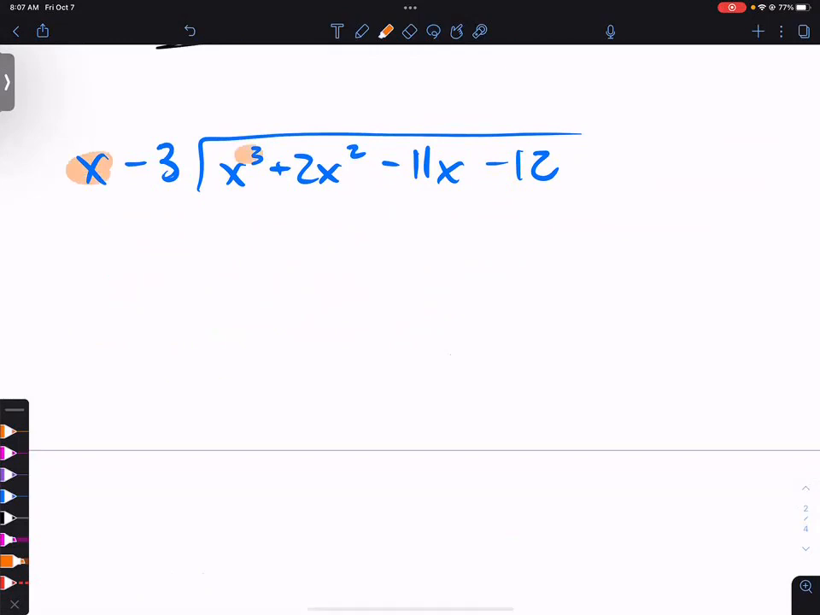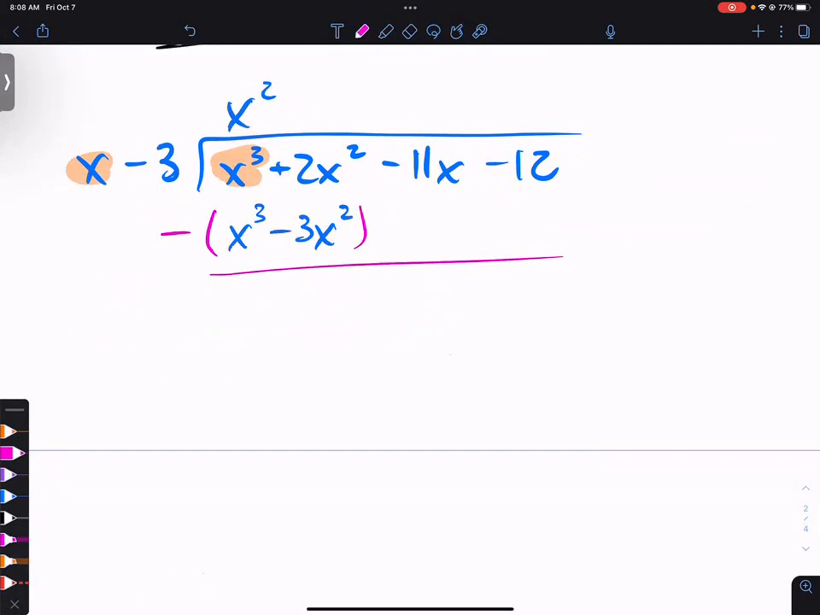Okay, so this into that, x cubed divided by x is x squared. And then multiply these, which would be x cubed minus 3x squared, and subtract. 2x squared minus -3, so that's going to be 5. Carry the other stuff down.